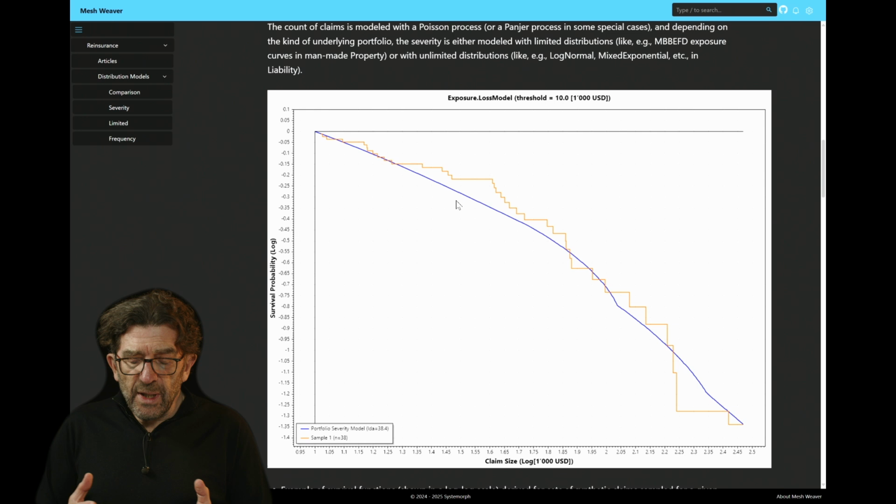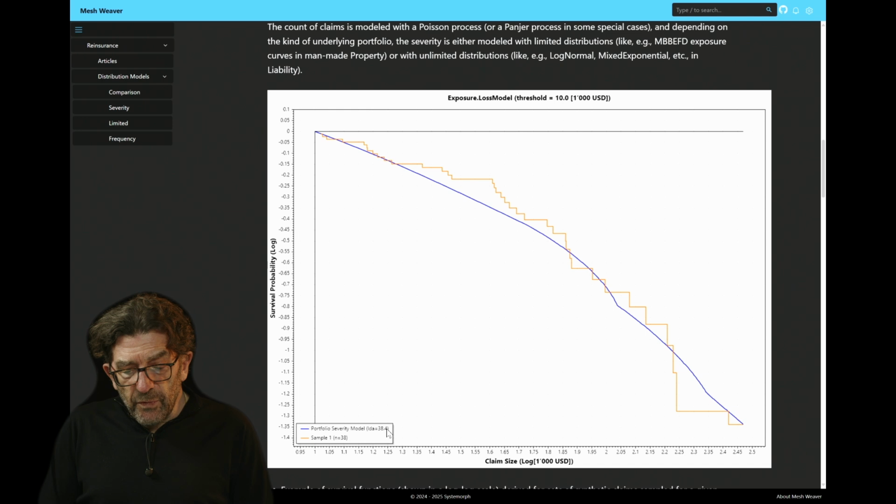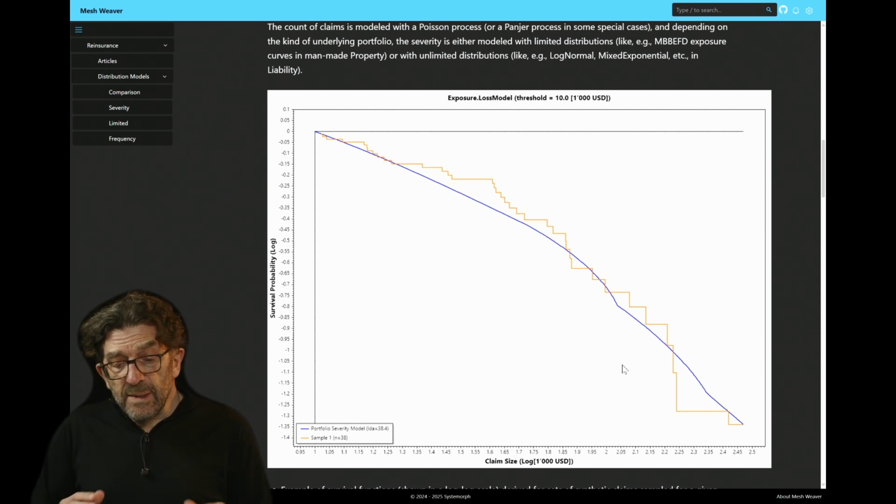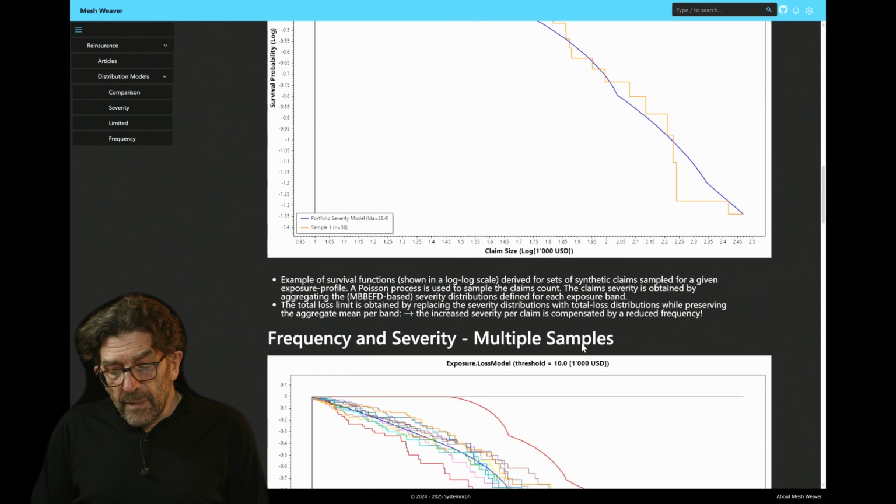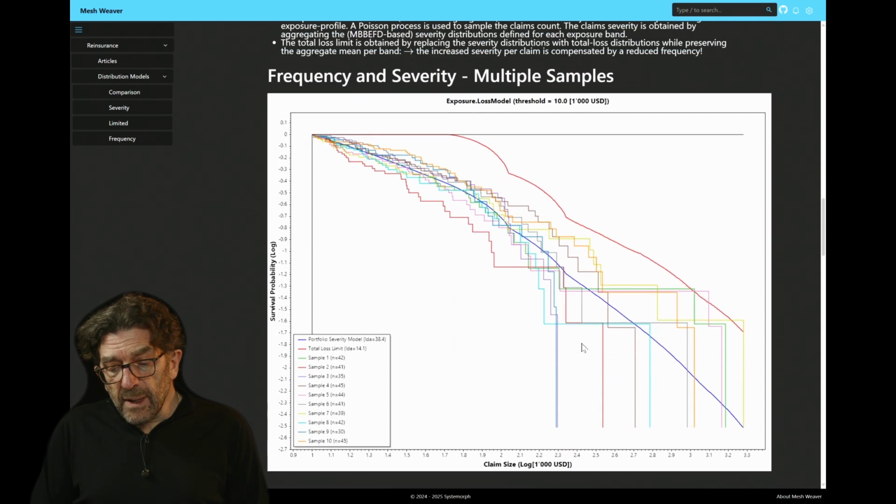Of course there are some deviations because the number of claims is not very big. So in this case we have a frequency of 38, and in this sample I got 38.4, and the actual simulation generated 38 claims. So it's pretty close. And you see here the 38 claims, how they're distributed, again in the log-log scale. So they follow more or less what we expect, so this looks good. But there are also quite some deviations. And if I run the model multiple times, then you can see the variation is quite big.